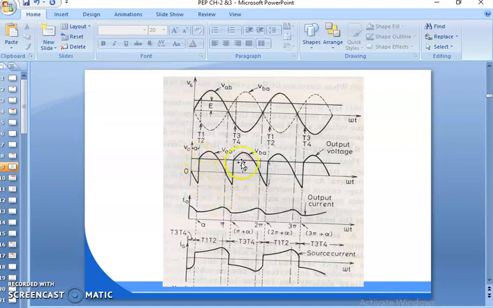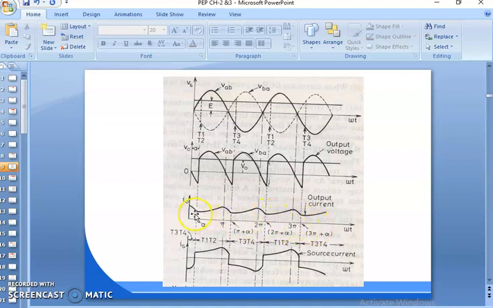of V0 will be continuous in nature on this solid line, only due to the presence of the back EMF of the DC motor. And then the output current I0 will also be continuous in nature, and in no case does the output current touch the omega t axis.